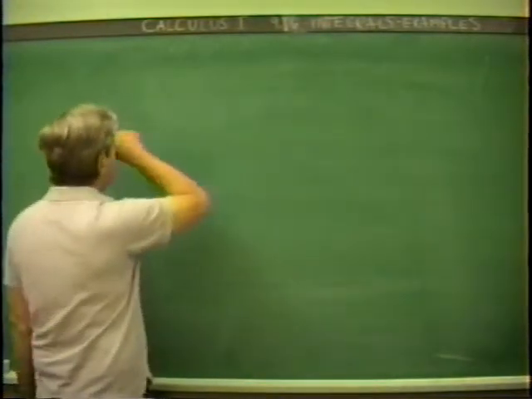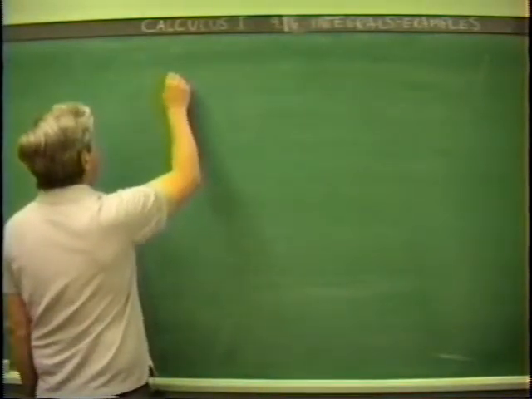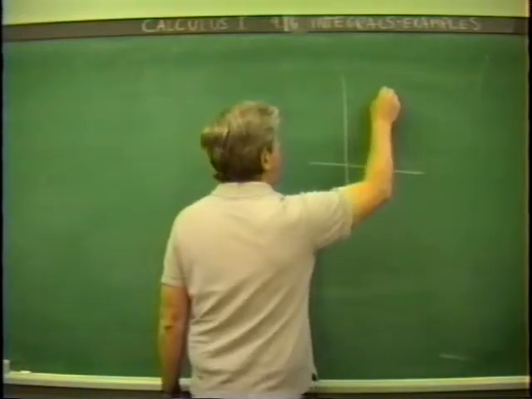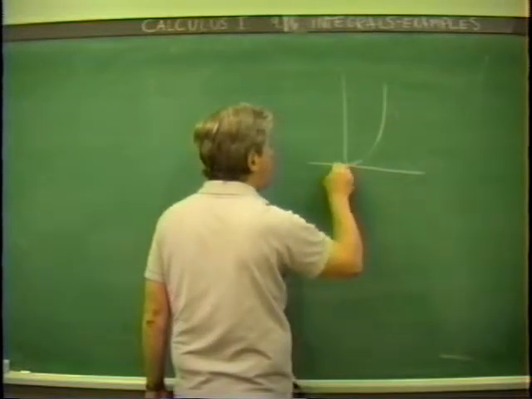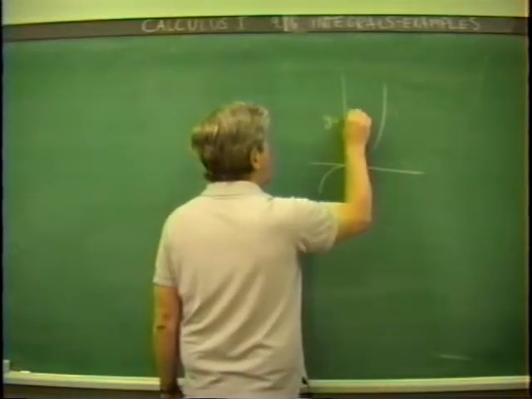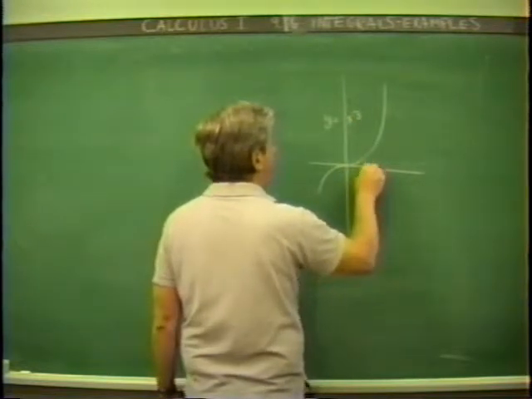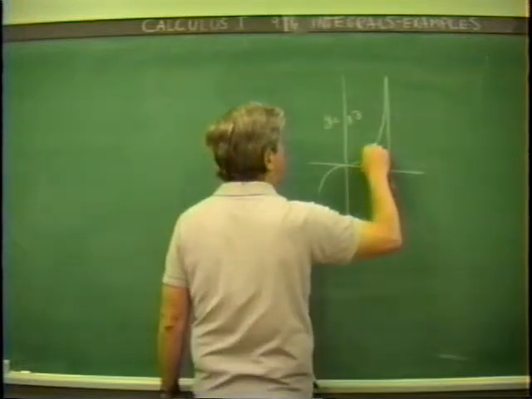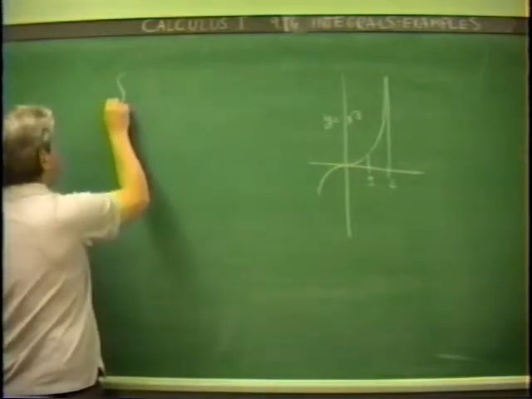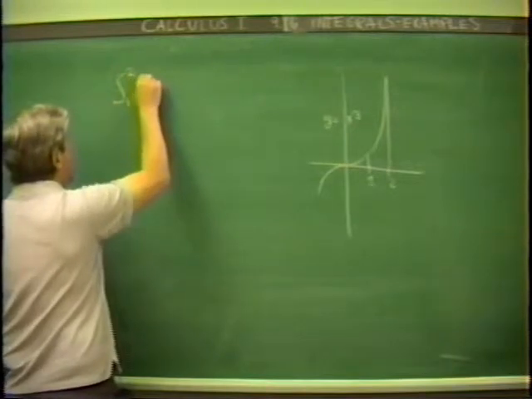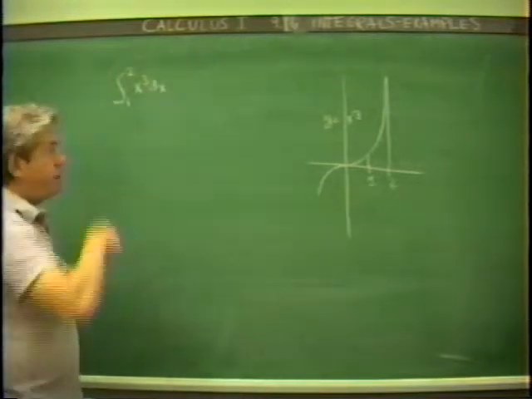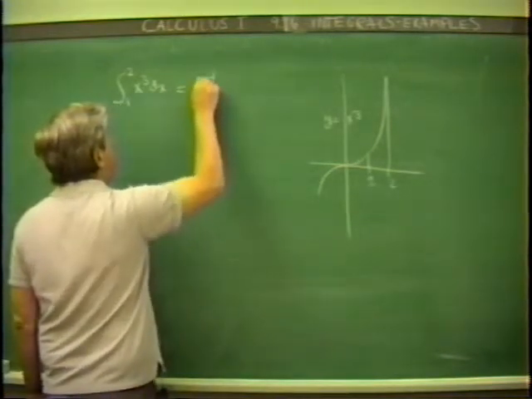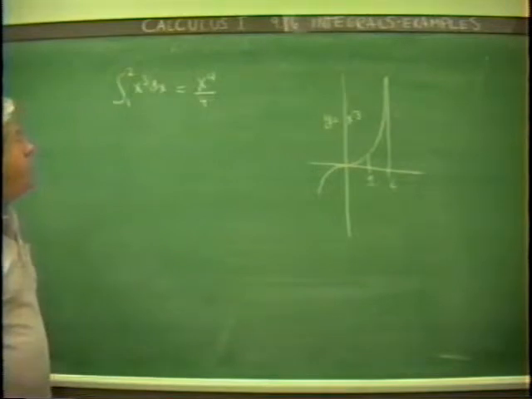Let's look at some examples and see how much easier this becomes when you know how to find the antiderivative of a function. Suppose we wanted to know the area underneath the graph of y equals x cubed between, let's say, 1 and 2. I want to know this area here. Well, this is going to be the integral from 1 to 2 of x cubed with respect to x.